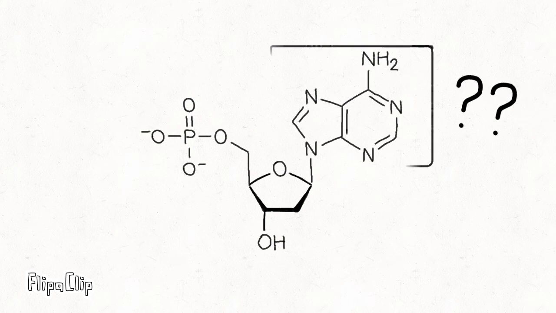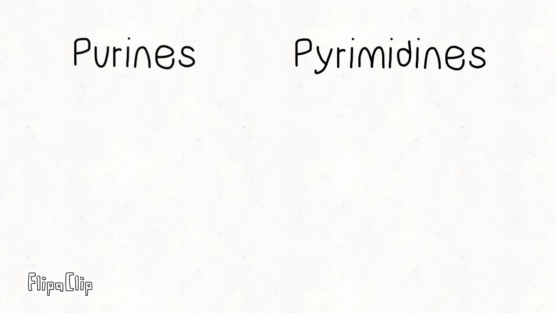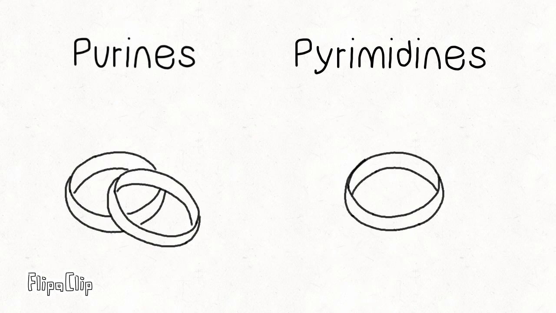What is a nitrogenous base? Well, let's take a closer look. It has 2 main categories: purines and pyrimidines. The main way to differentiate between these 2 types is that purines will have 2 rings, while pyrimidines will have 1 ring. In DNA, adenine and guanine are purines, and thymine and cytosine are the pyrimidines. In RNA, however, uracil replaces thymine.